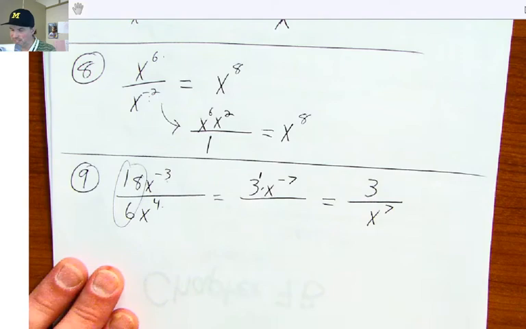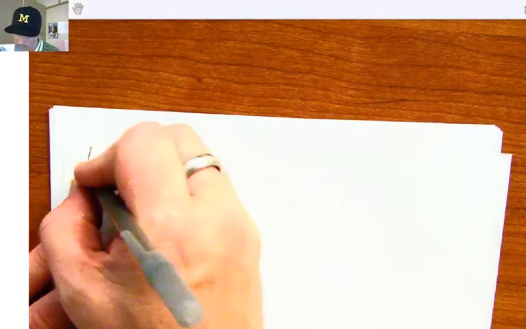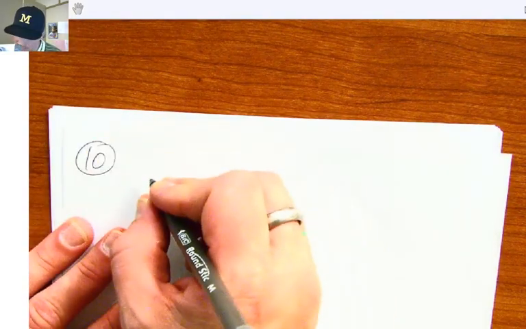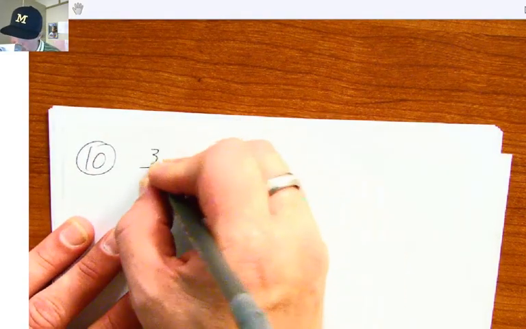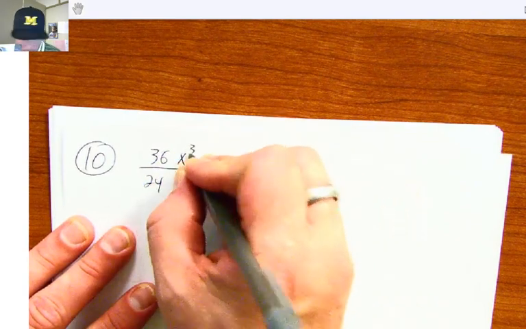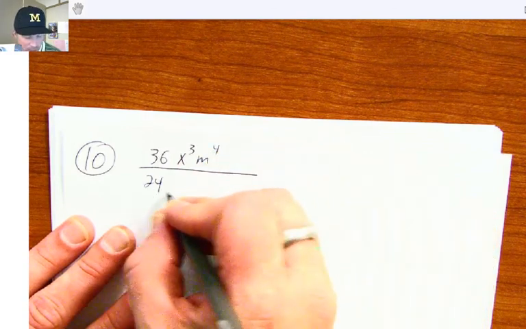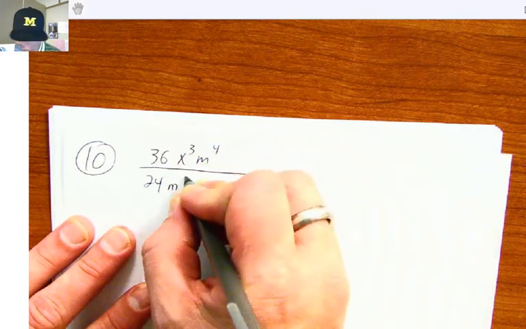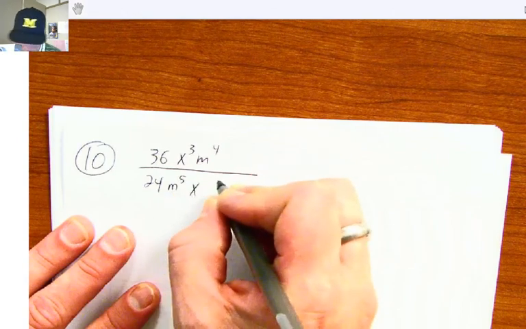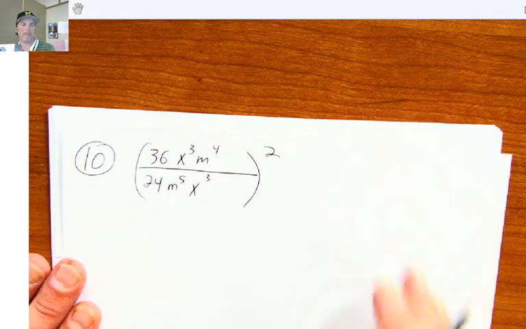Okay, last two examples time, and I'm going to want a little extra paper for this one. Example number 10. Advanced students, try this one out beforehand. So I have 36 x to the 3 m to the 4 on the numerator, and on the denominator I have 24 m to the 5 and x to the 3. And all this is being raised to the second power.